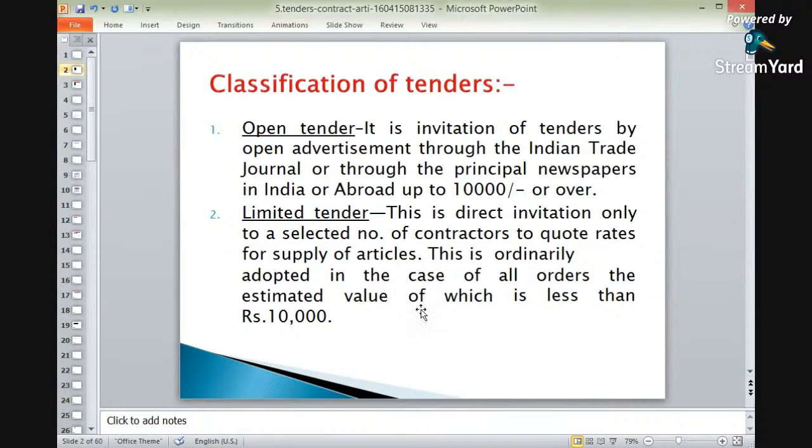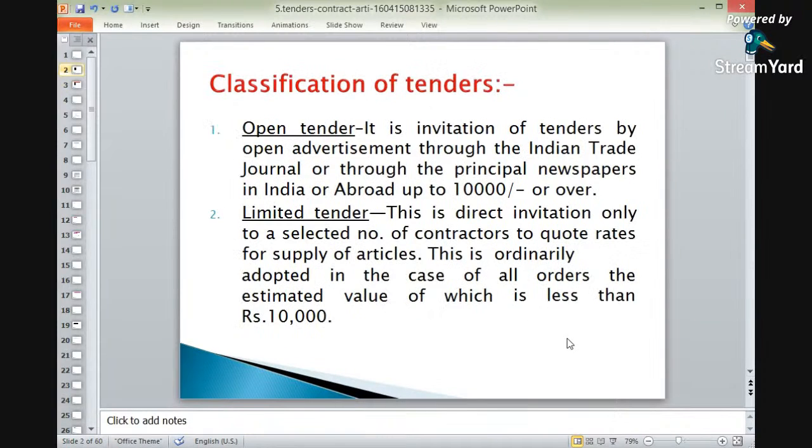This is ordinarily adopted in case of all orders whose estimated value is less than 10,000. The estimated value for this is below 10,000. So it is nothing but the limited tender.